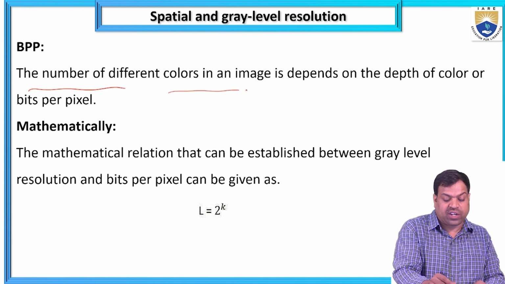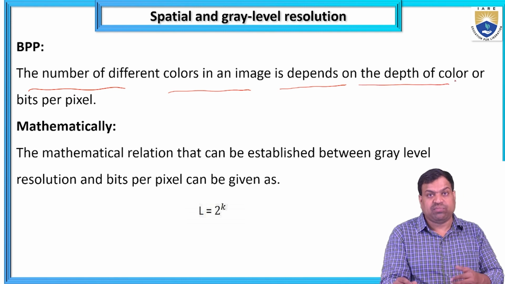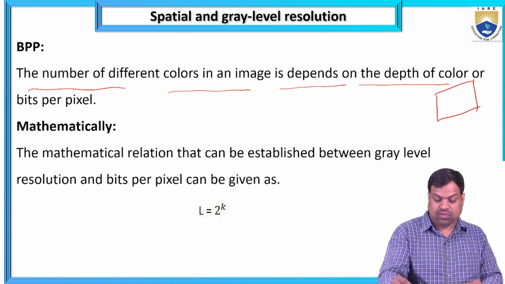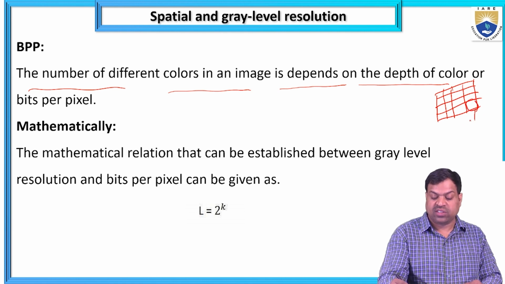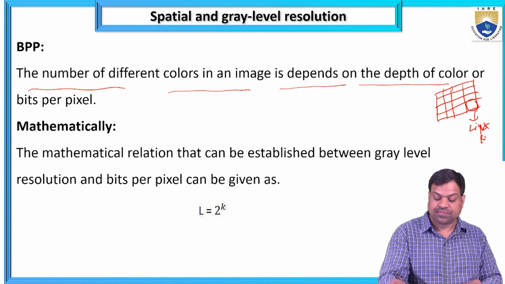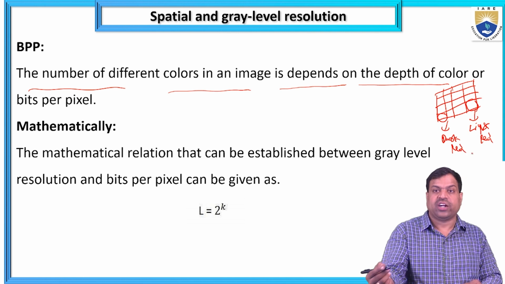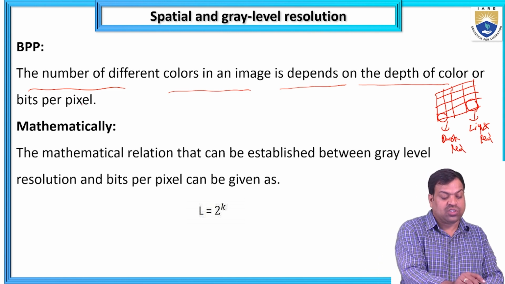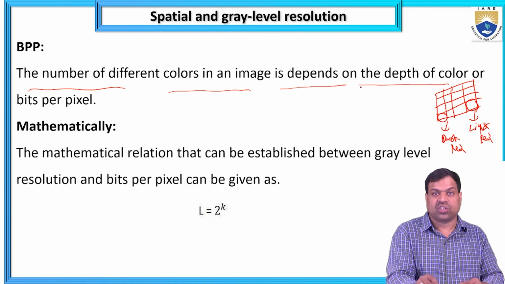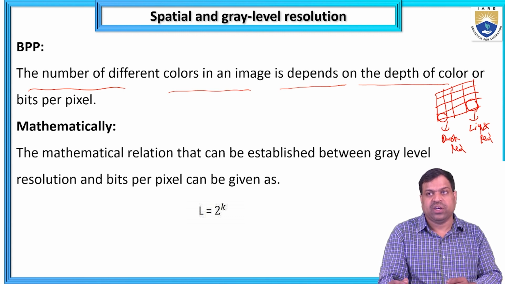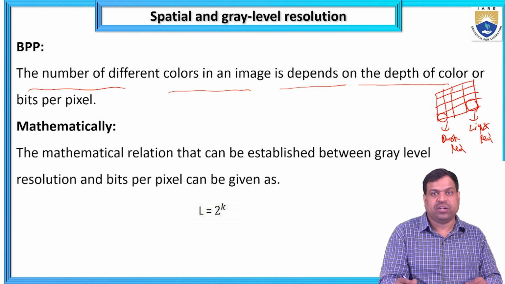The number of different colors in an image depends on the depth of the color, or bits per pixel. Suppose I have an image. This is a light red, and this is a dark red. So different colors are applied to the image. What is the depth? Light, dark or medium, whatever it may be. So the number of colors depends on the depth of the color, or bits per pixel.